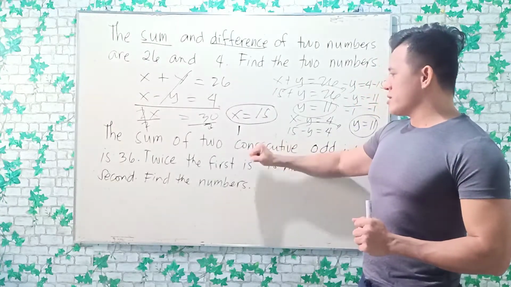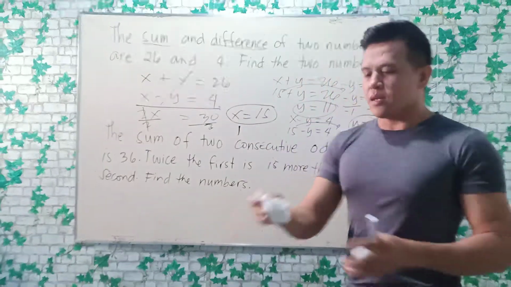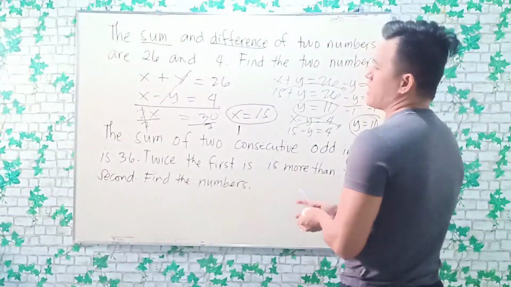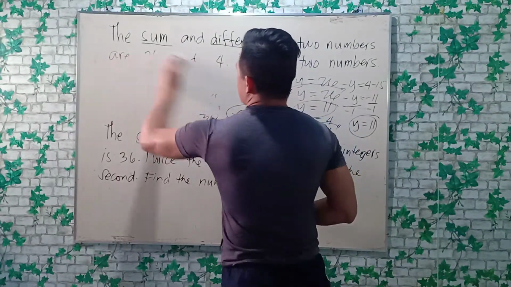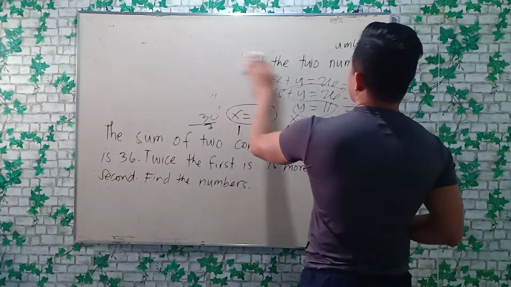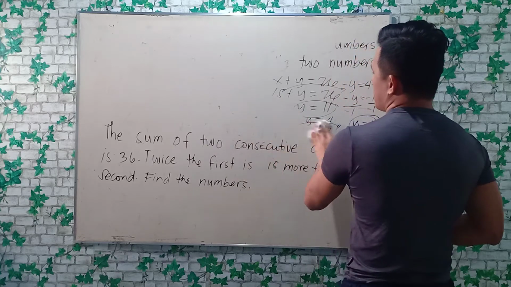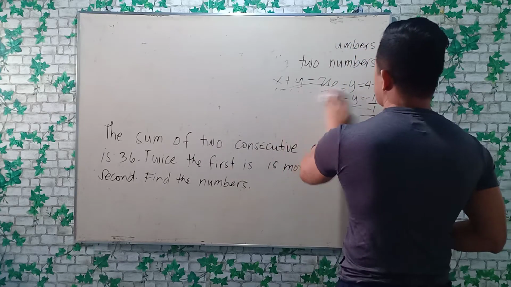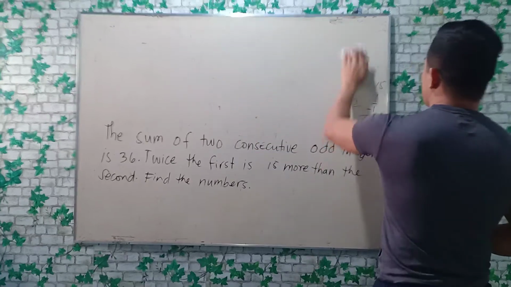Let's try to go to the second type, which is like the consecutive and stuff like that. Wait for that, I'll just erase this. Now, in this second type of word problem, you must take note of these keywords which I'm going to teach you, because this is really very important. You have to understand these keywords first before you're going to solve this kind of problems.